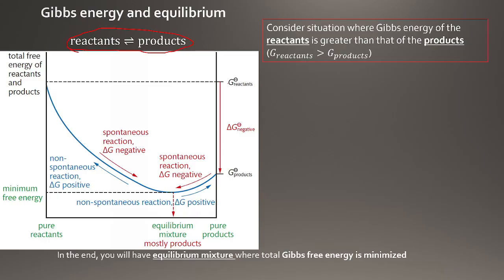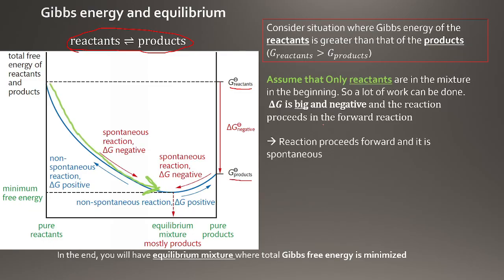On the y-axis here is Gibbs energy of reactants. On the y-axis here we have Gibbs energy of the products. And notice that still the Gibbs energy change is Gibbs energy of products minus Gibbs energy of the reactants when we calculate it. Let's assume that we have only reactants in the beginning. So we have only reactants here, lots of them. Pure reactants. The x-axis tells us how much we have reactants, how much we have products.